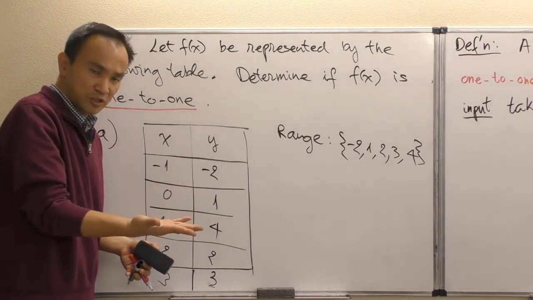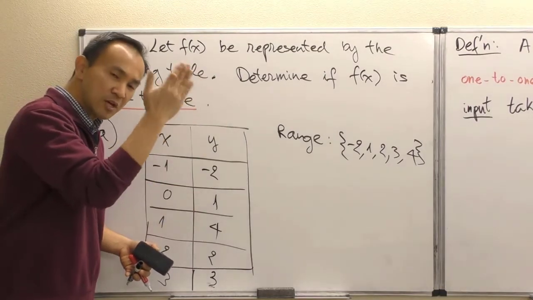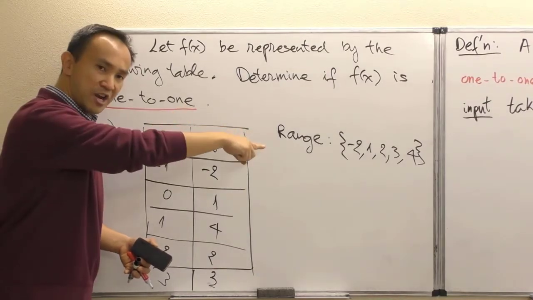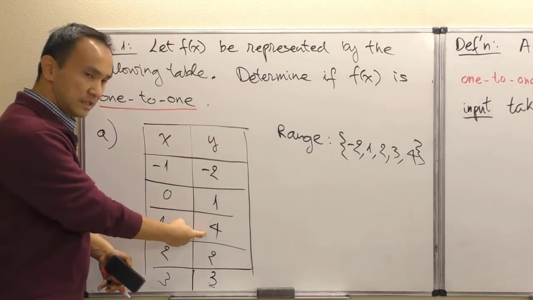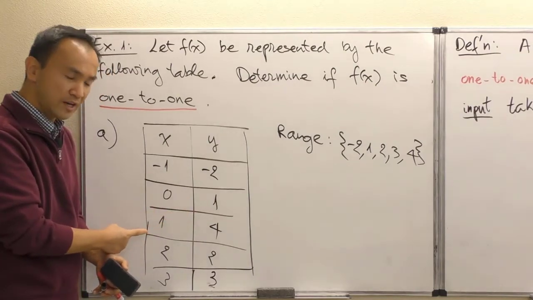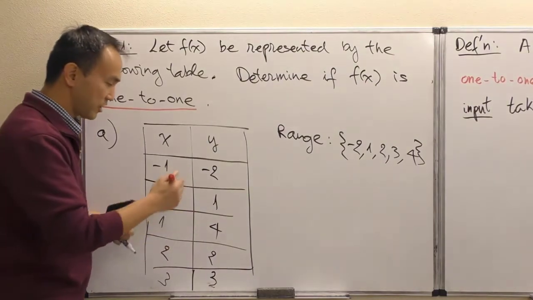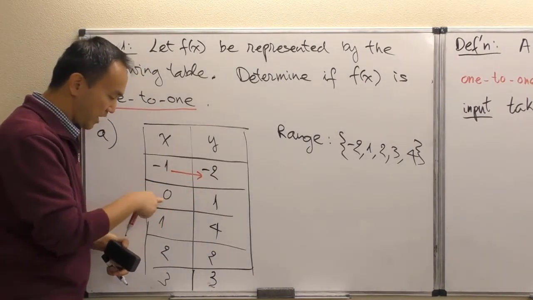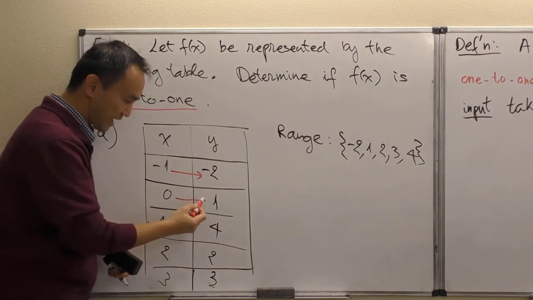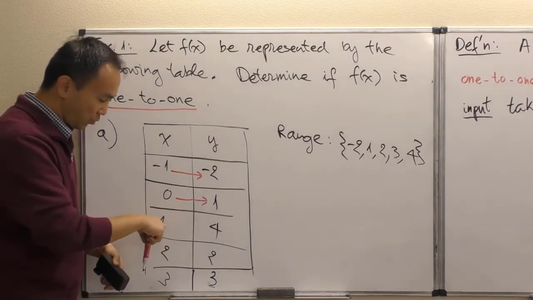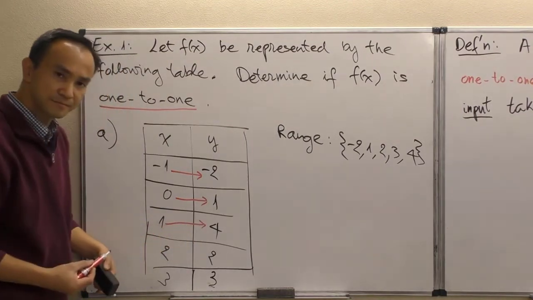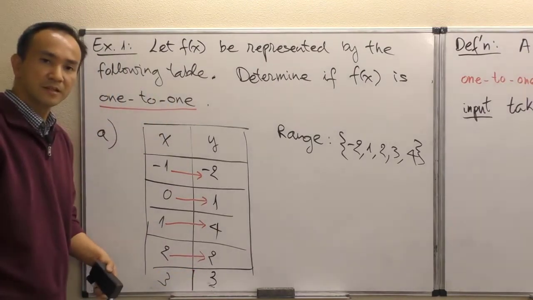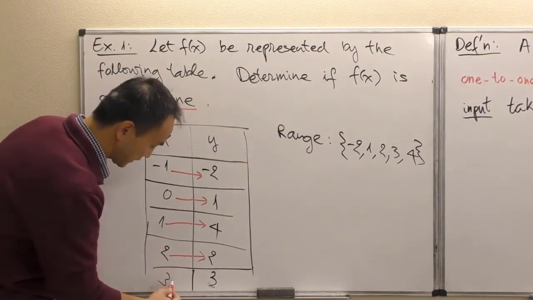But that's not all the outputs we search through. We have to check every output value from the range of this function. Did this output come out from exactly one input? Yes, it did. I should have drawn arrows as well. There was exactly one input, 0, taking to that output. There was exactly one input taking to that output, and exactly one input taking to that output.